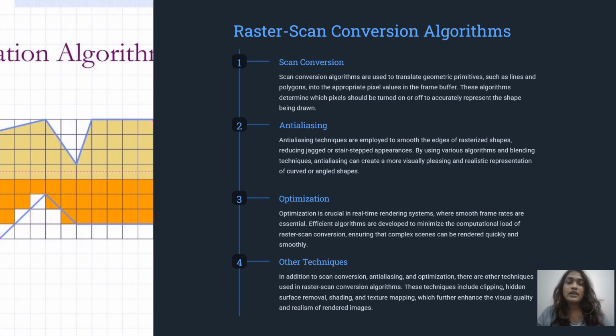Next, we have raster scan conversion algorithms. Scan conversion: scan conversion algorithms are used to translate geometric primitives such as lines and polygons into the appropriate pixel values in the frame buffer. These algorithms determine which pixels should be turned on or off to accurately represent the shape being drawn.